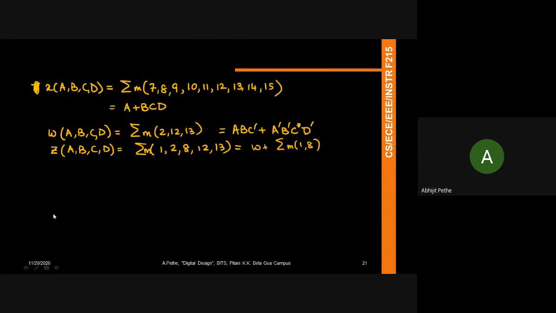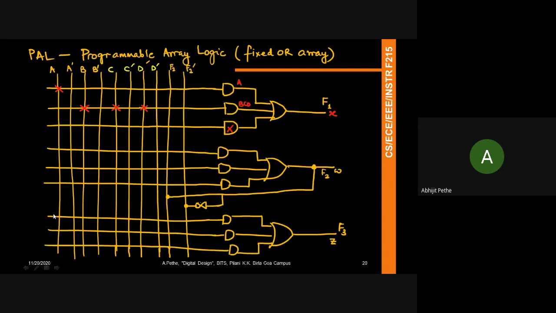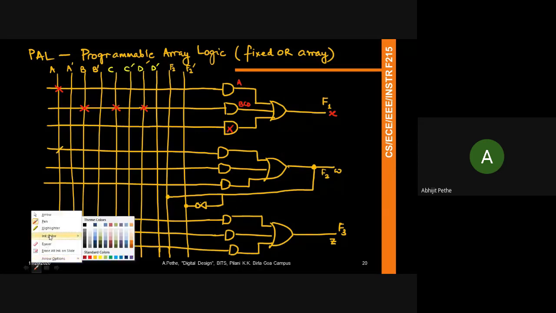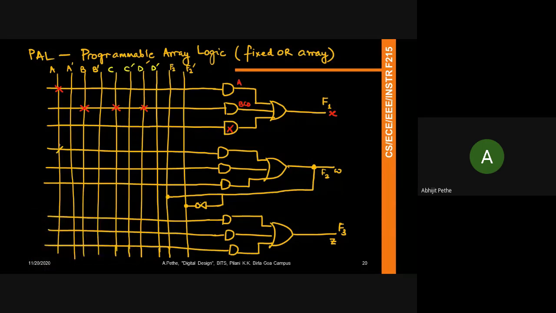ABC prime plus A prime B prime C D prime, right? So ABC prime, so it's going to be A, B, C prime, A prime, B prime, C, D prime. I won't use this gate. So this I've implemented basically. This is ABC prime. This is A prime B prime C D prime. So I've implemented W here.